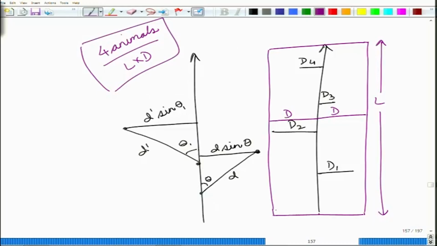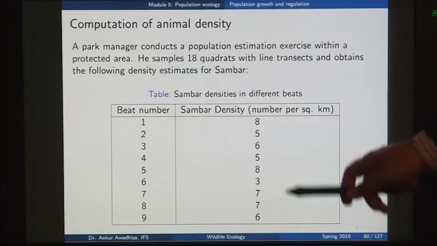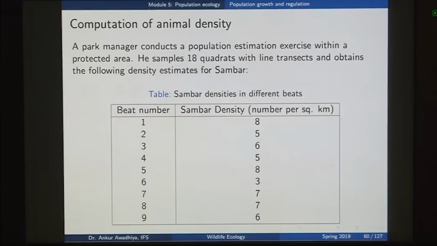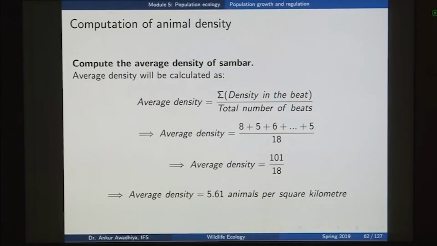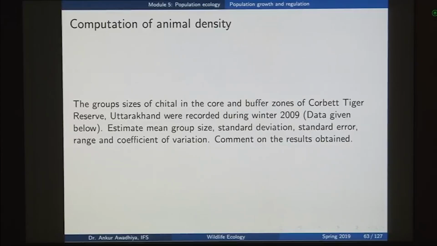So, this is what we have done, and we have computed all these different densities, and we can take a simple average of all of these different densities to find out the average density of Sambars in this area. Now, such computations can then be extended. So, this is the second question. The group sizes of cheetal in the core and buffer zones of Corbett Tiger Reserve, Uttarakhand were recorded during winter of 2009, and the data is given. Estimate the mean group size, standard deviation, standard error, range and coefficient of variation. Comment on the results obtained.